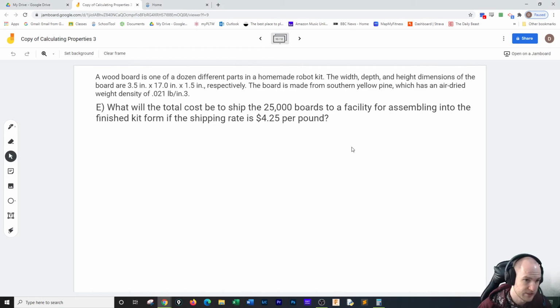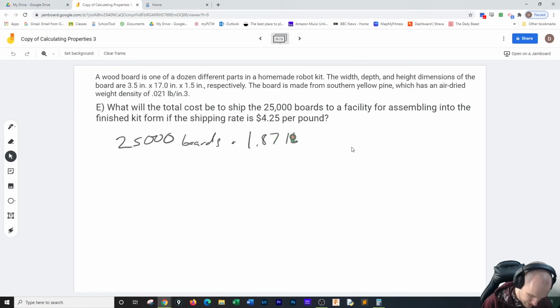What will the cost be to ship 25,000 boards to the facility at $4.25 a pound? Okay, so 25,000 boards times a weight of 1.87 pounds. That is pounds, not 1.816. And then times the shipping cost, $4.25.